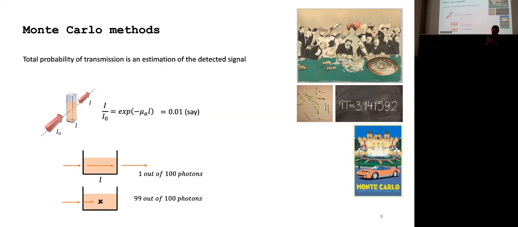If you translate that into probabilities, then you would think, okay, 1 out of every 100 photons that I send through such a cuvette will get through, and the other 99 will get absorbed. That will also give me this 1%. So there's this conceptual link between probability and the actual outcome of signals. We can turn that around as well. If we can somehow calculate these probabilities, then we can use that as our best guess for the outcome of an experiment. So that's the idea.